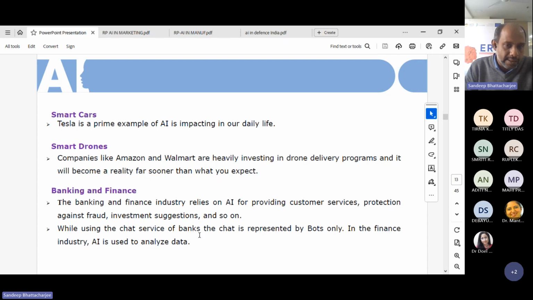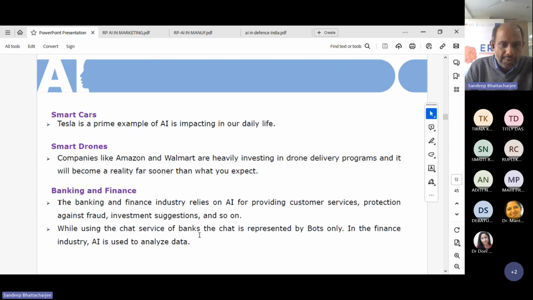While using the chat service of the banks, the chat is represented by bots only. All these are bots, right? The moment you visit, a bot is generated, which helps you to move further inside that particular website. And it can give you a lot of important information related to products or services.